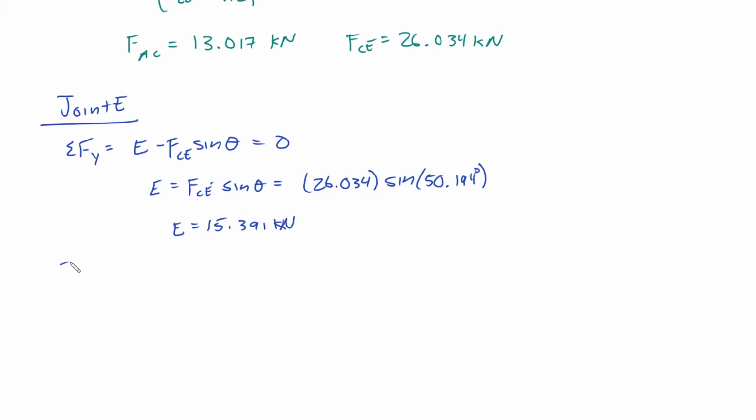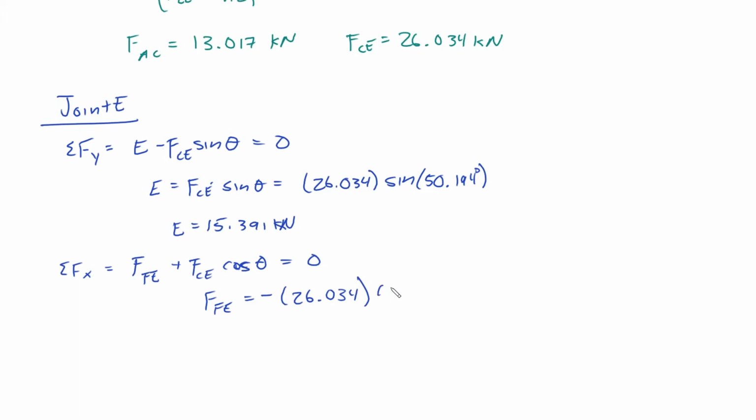And then we could do the sum of the forces in the x direction. So what we can do is FFE plus FCE cosine of theta, which equals 0. And then we do FFE equals negative 26.034. See how I moved this over to a negative, and we plugged in the value for FCE, which is right here, into that equation.